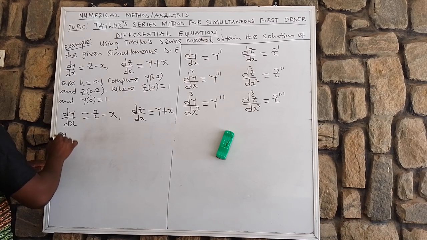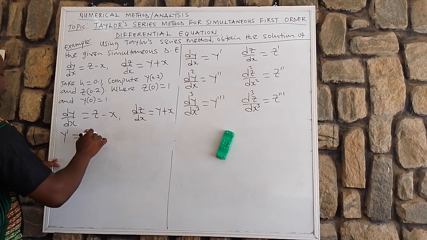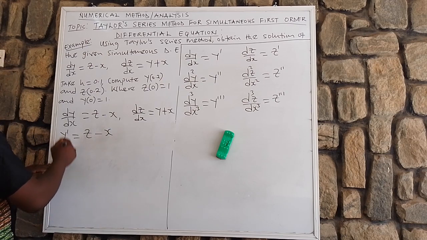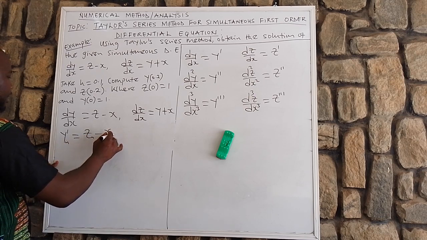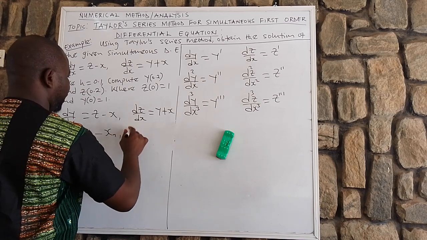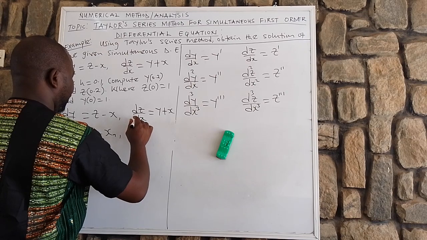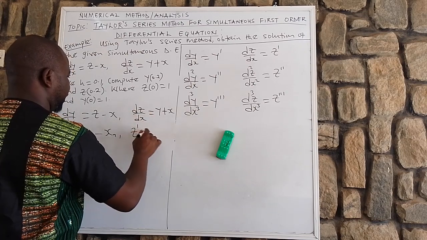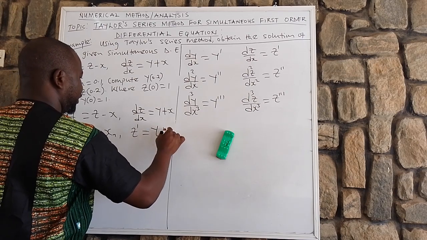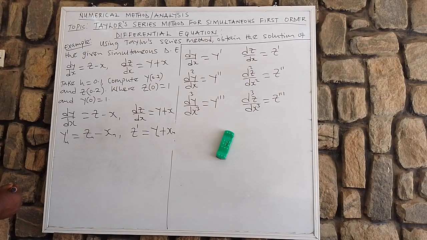If you agree with me, it means we are going to transform the left hand side this way. Our y prime is equal to z minus x. Let us label it y prime subscript n, z subscript n, x subscript n. The same applies here: dz over dx is the same thing as z prime, which is y subscript n plus x subscript n. Okay? So now we are going to differentiate these.